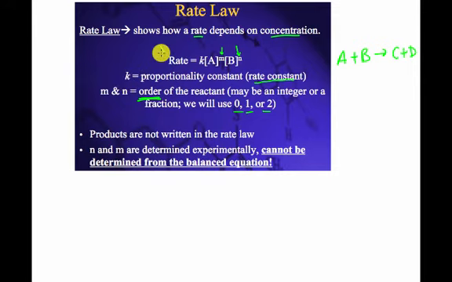All right, don't forget that the units here are molar per second. So we're going to have to figure out what the unit of k is, because it's going to fix that. That's why it's called a proportionality constant, and make these two things proportional to each other. Products are never written in the rate law, and very, very important that you follow this rule right here. You cannot figure out n and m, the orders of reaction, by looking at the balanced equation. You have to get this from experiment. Has to be from experiment.